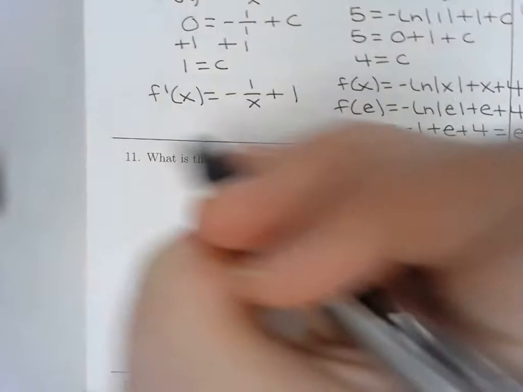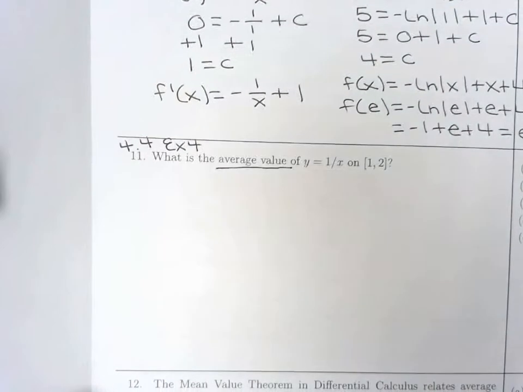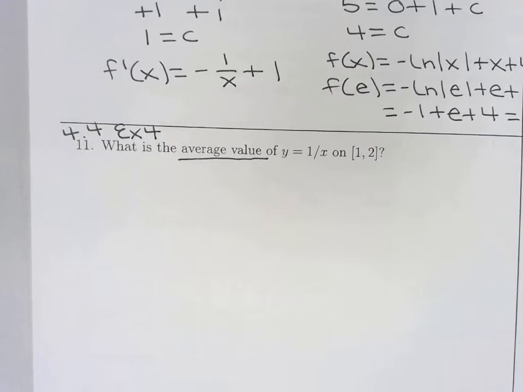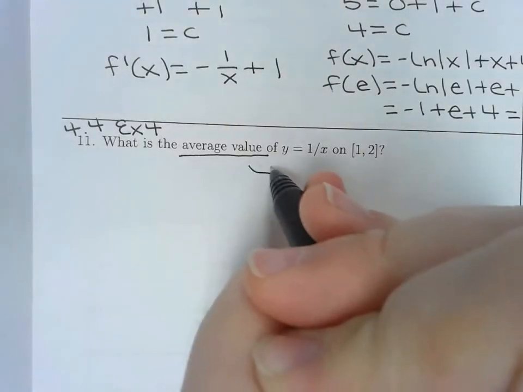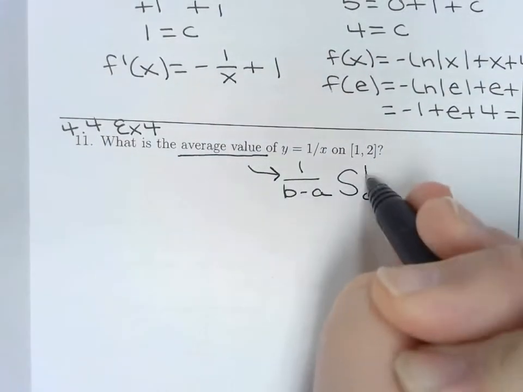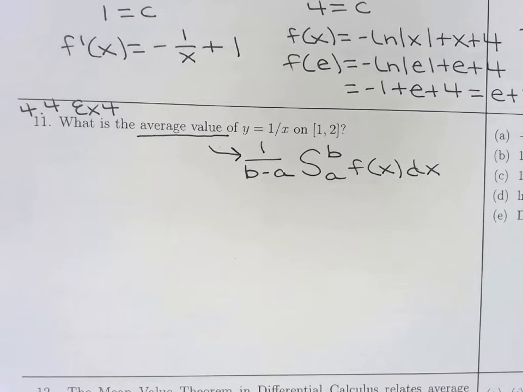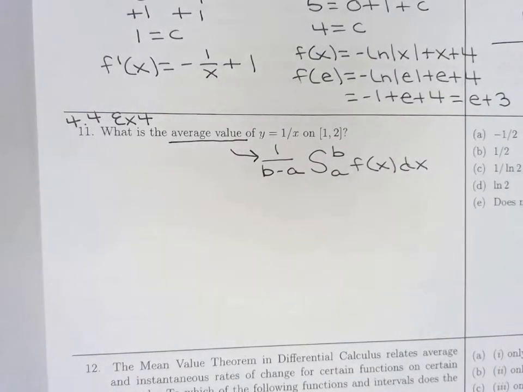Okay, it is in section 4.4, example 4. So 4.4, example 4. The average value formula is this. Another thing you're going to want to know, otherwise doing this would be hard. Again, not bad once you know the formula. We've seen it before. It's been a while though.